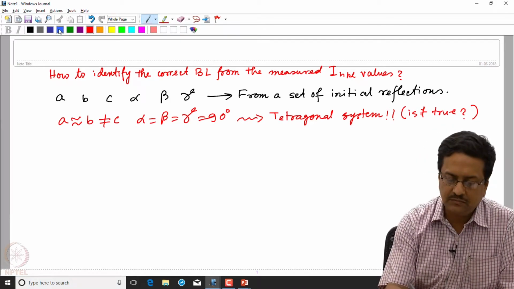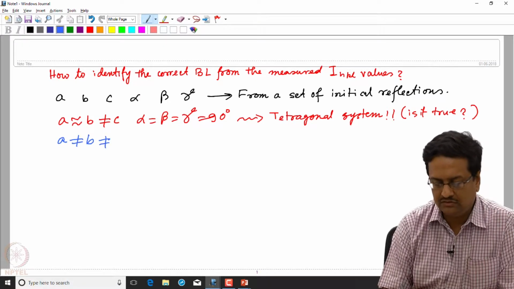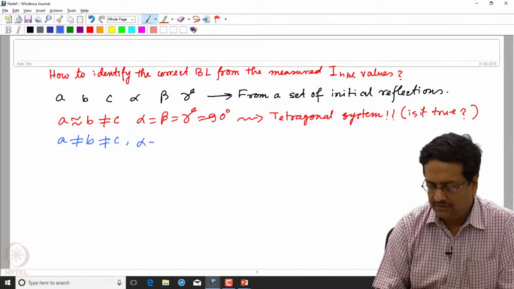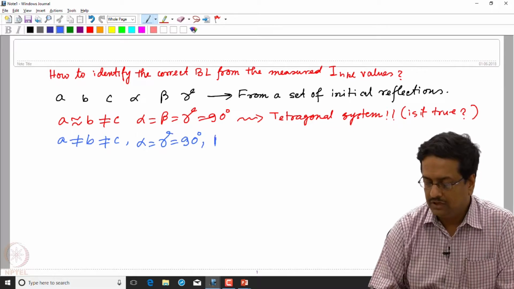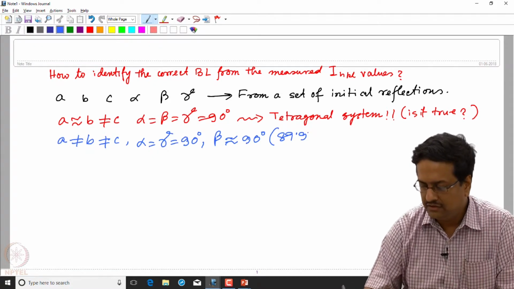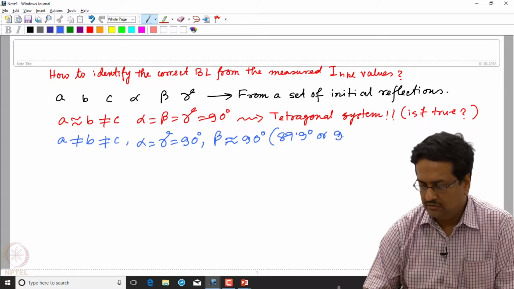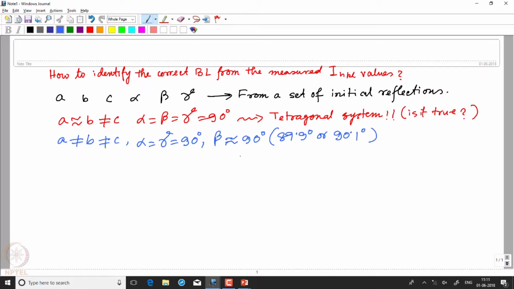Or from the initial measurements it may look like A not equal to B clearly, not equal to C very clear, alpha equal to gamma equal to 90 degree is also very clear, but beta is very close to 90 degree, maybe 89.9 degree or 90.1 degree. So the confusion is: is it monoclinic or orthorhombic?